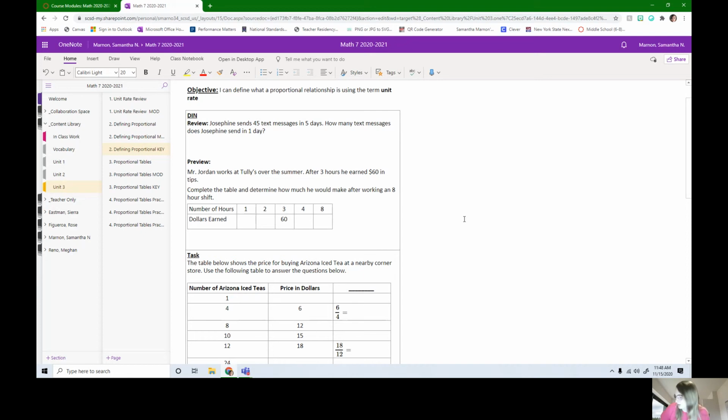Okay, so you should have already solved this first question, so I'm going to get out my pen here. So she did 45 text messages in 5 days. We want how many in 1 day? So we want text messages per day. So we can do 45 text messages divided by 5 days, and we get 9 texts per day.